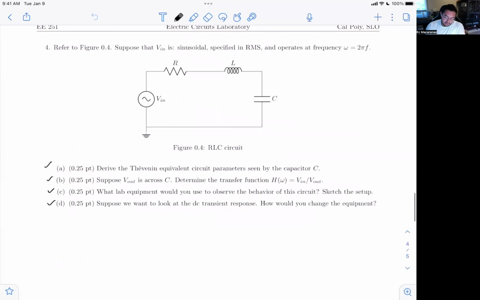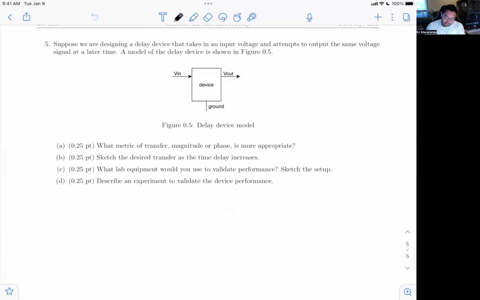And for the last version, we are looking at a delay device that outputs the same signal at a later time. And so we don't really care about the magnitude. It should be the same, but that is somewhat important. You could argue that magnitude is important, but phase is definitely the most important thing here. Because we want something that is outputting at a later time. And so we want some time delay.